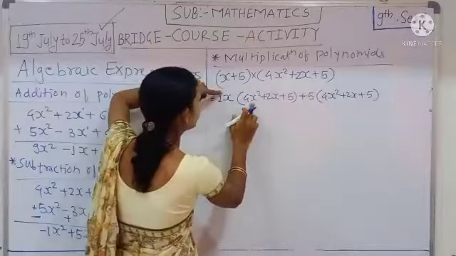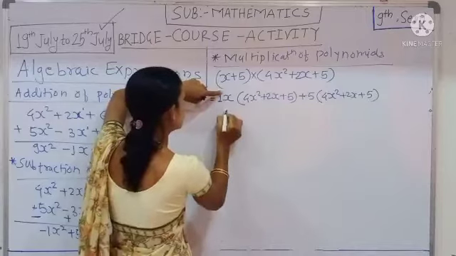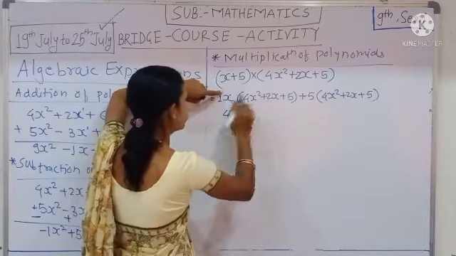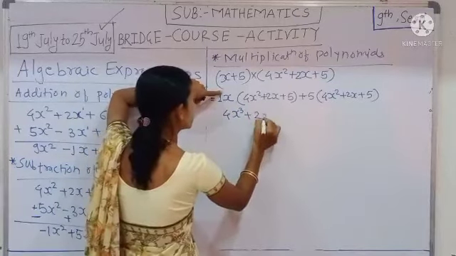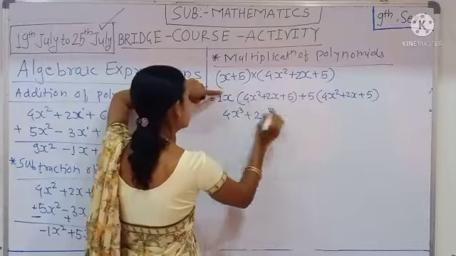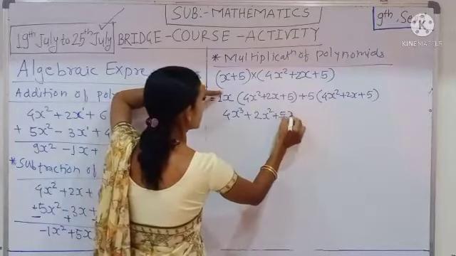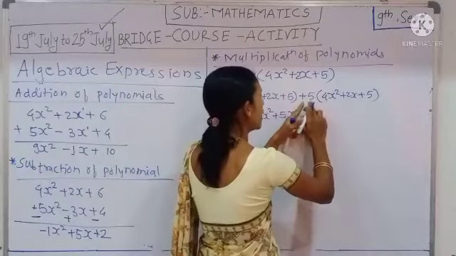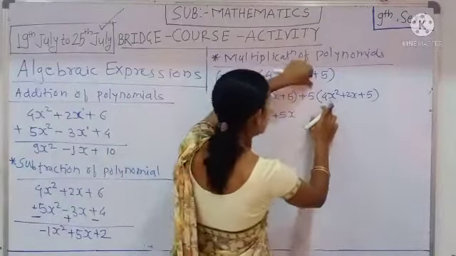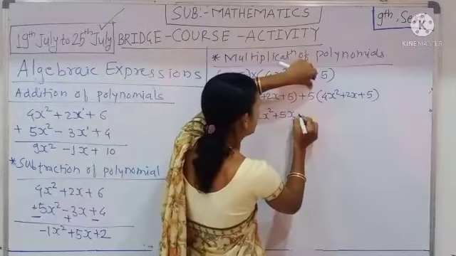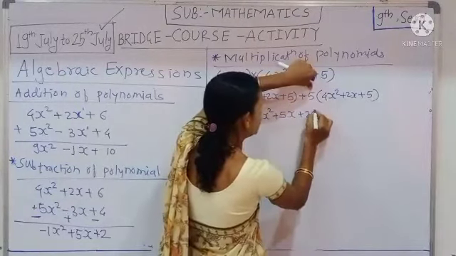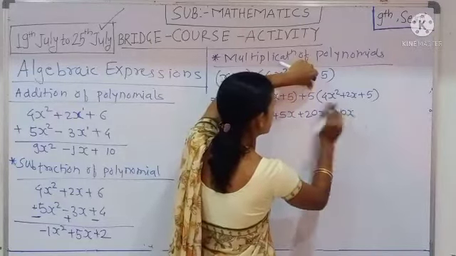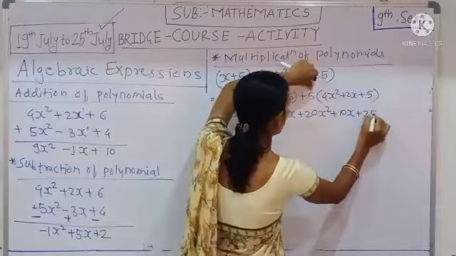Then multiplied here, that 1x to all terms of this given polynomial. Then 1x into 4x square. See here, 4 into 1, 4, x square into x, x cube, plus 2 into 1, 2, x into x, x square, 5 into 1, 5, and x is here. Similarly, multiplied by 5 with each term of this polynomial. Then, plus 5 into 4, 20, x square, 5 into 2, 10x, and 5 into 5, 25.